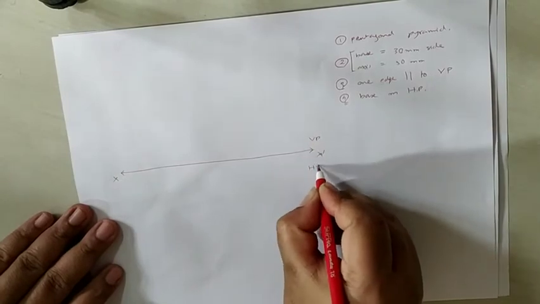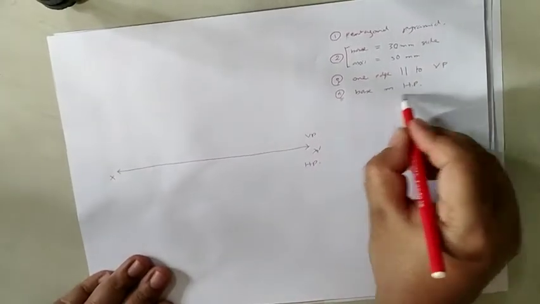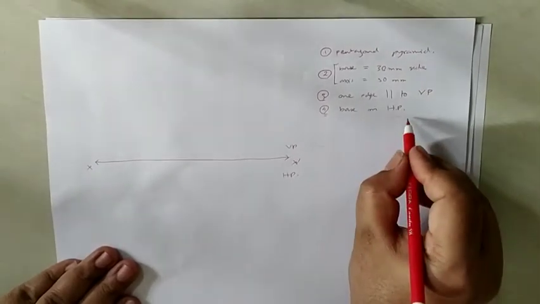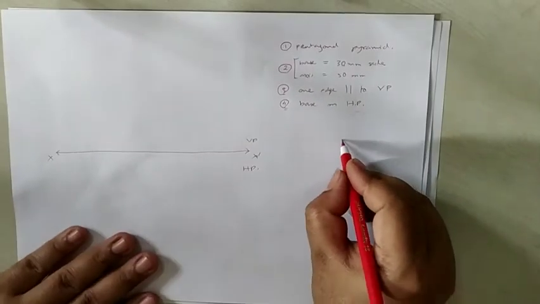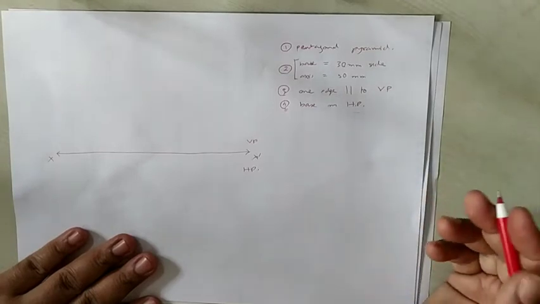this is VP, this is HP, and now we shall draw the pyramid. Now since the base is on HP, we will first start with drawing the base of the pyramid. Now base, pentagon base, what will be the base of a pentagonal pyramid? It will be a regular pentagon.